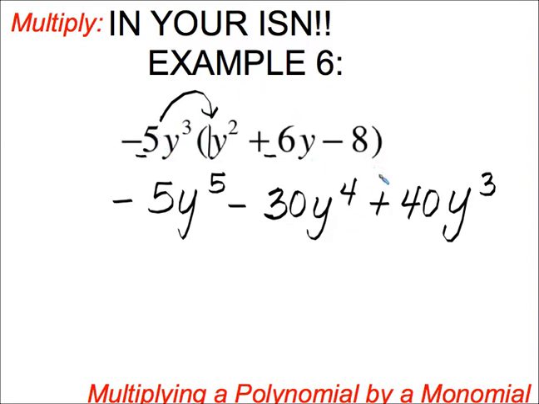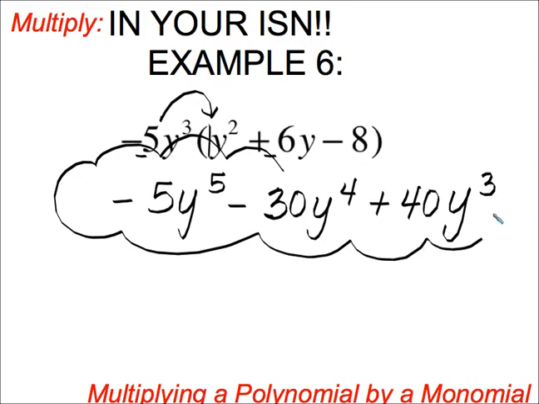Sweet. Negative times a negative is a positive. 5 times 8 is 40. Y to the third. Awesome. Done. Dealin'. Okay, I think you should be good.